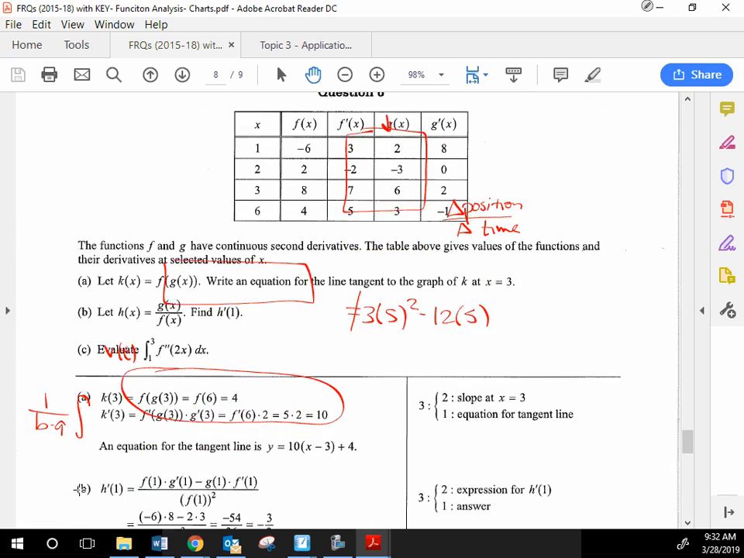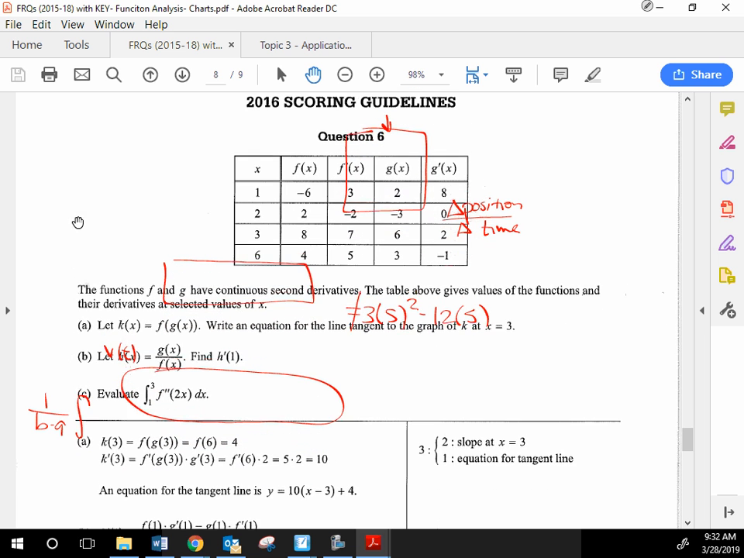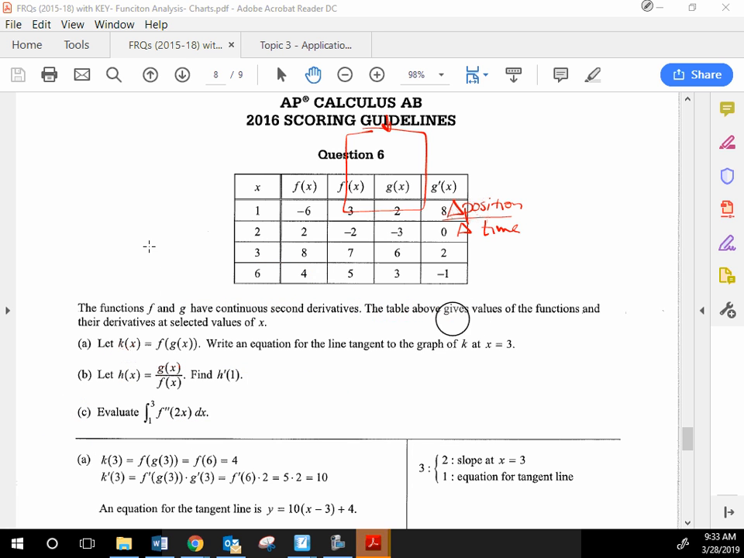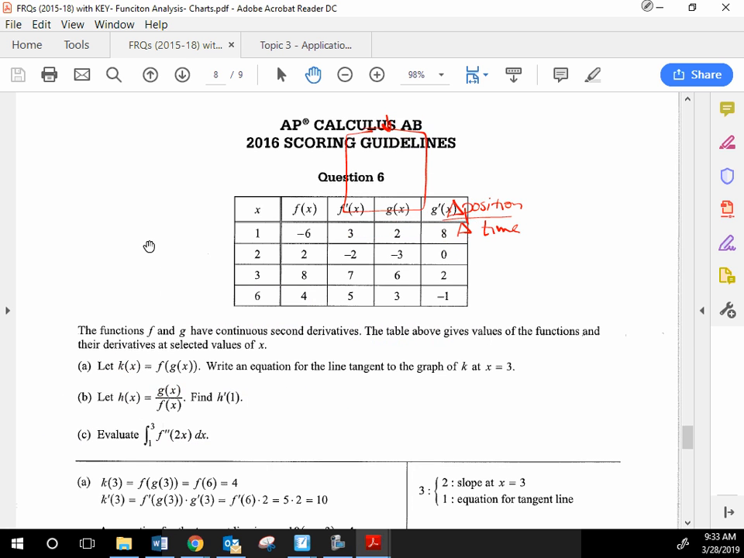Okay, real quick, look in your packet at 2016. So 2016, for part A, what do we have to do to find our derivative k prime of x? Chain rule. I think we even did this one. Chain rule, derivative of the outside, inside stays the same, times the derivative of the inside.